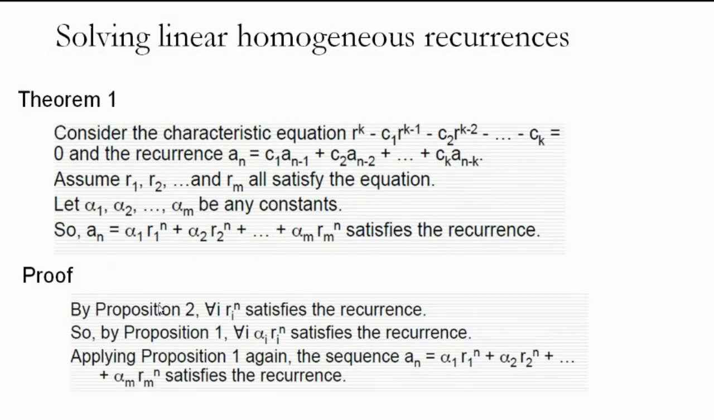So applying proposition 1 again, the sequence a_n equal to alpha 1 r1 power n plus alpha 2 r2 power n plus and so on, alpha m rm power n, satisfies the recurrence. So this particular proof is drawn from proposition 1 and 2. You please make note of these things according to your understanding in short form.